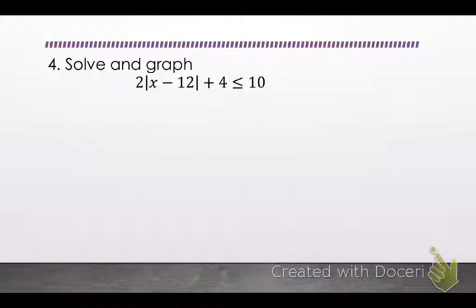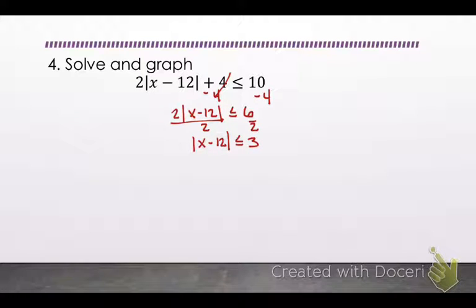Again, in this one, it's slightly more complicated, but our goal is to isolate the absolute value expression. So I subtract 4, because I must undo addition or subtraction first. You do not get rid of the absolute value signs. Get rid of the 2 by dividing each side by 2. So I have the absolute value of x minus 12 is less than or equal to 3.